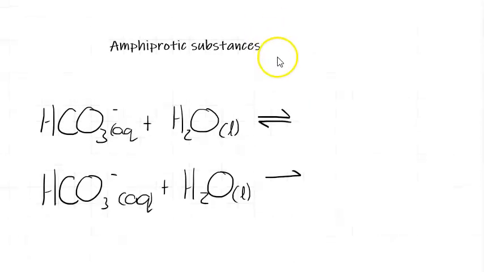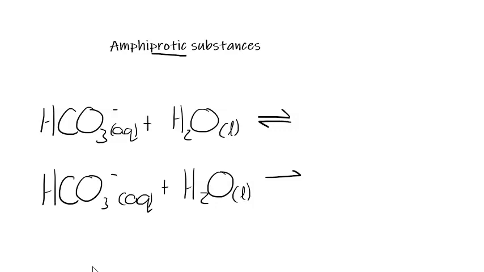Now, amphiprotic substances. So this is where we can have protic, meaning talking about protons, and then amphi meaning, well, I don't know, two, or more than one, or different options, I'm not sure. But we've got this HCO3 minus, which can react with water, and it can either donate this hydrogen or it could accept a hydrogen from water. So that is an amphiprotic substance, because it can either donate or it can accept.